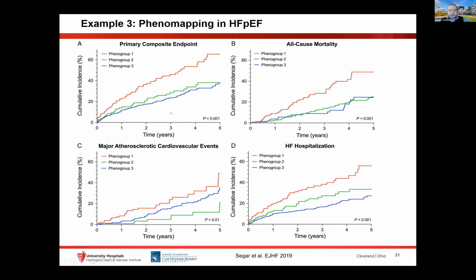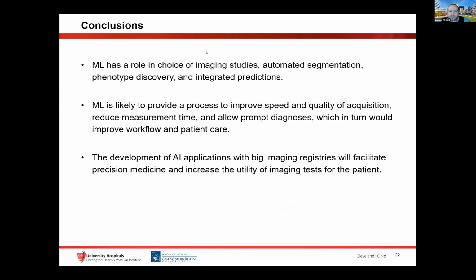This can also be applied to different cohorts. This is a study from TOPCAT, which is another trial cohort of patients who have HFpEF, and you can see that the phenogroups were applicable to this cohort and can predict differential outcomes with respect to primary cardiovascular events, mortality, or heart failure hospitalization.